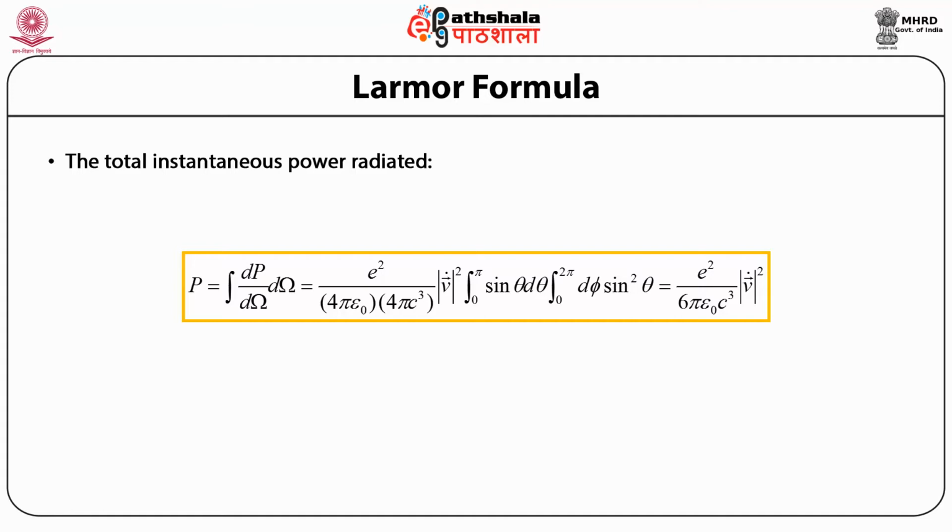The total instantaneous power radiated will be P equals the integral of dP by d omega into d omega, equals e square divided by 4 pi epsilon naught into 4 pi c, Larmor's formula.